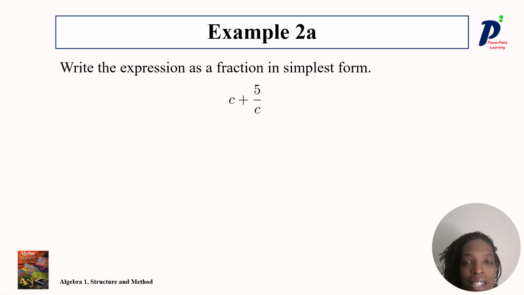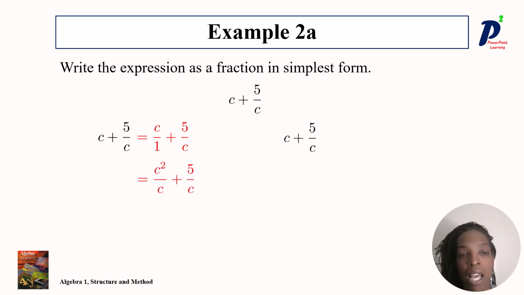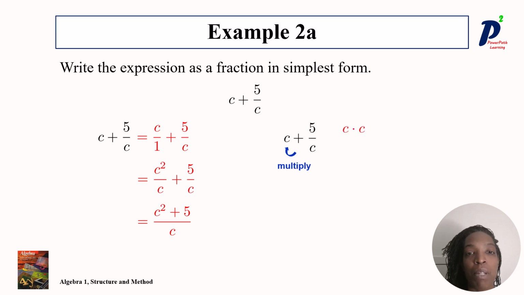Example 2a, we need to write this expression as a fraction in simplest form. If you want to give it a try on your own, go ahead. I'm going to jump right in. I'm going to show both methods. Method 1, I'm going to write c over 1, making my whole number a fraction. Then I'm going to change c over 1 to c squared over c because I need a like denominator. Then I'm going to add c squared plus 5 because I'm combining my numerators, and I am finished. For my other method, I'm going to multiply c times c to get c squared, and then add 5. That all goes over c. Simplifying, c squared plus 5.